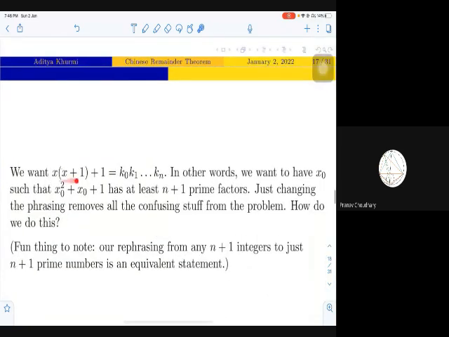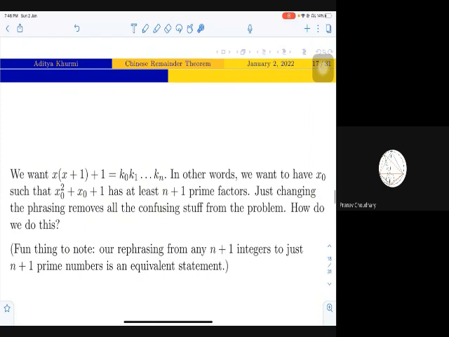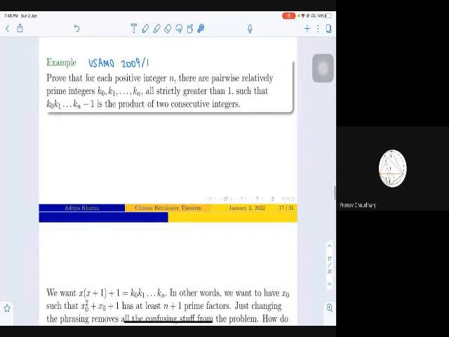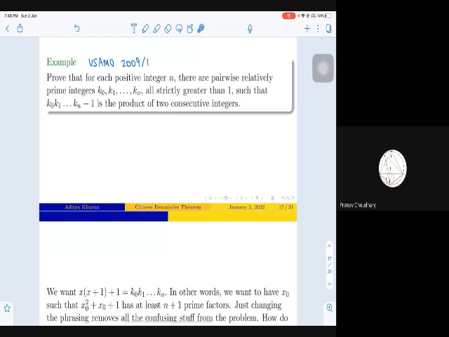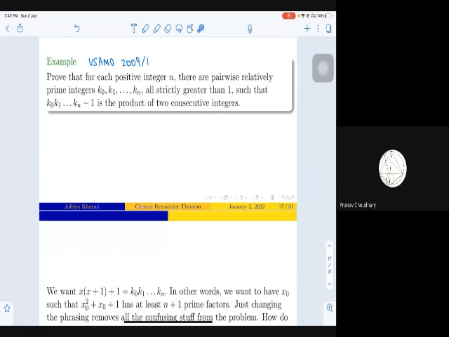We want a solution to this equation. In other words, we want to have x naught such that x naught square plus x naught plus 1 has at least n plus 1 prime factors. And over here, I want to point out something. The problem says pairwise relatively prime integers k naught till kn. Now I'm adding a condition: suppose these are also prime numbers. So we basically just want to find n plus 1 prime numbers. This is USAMO 2009 one.